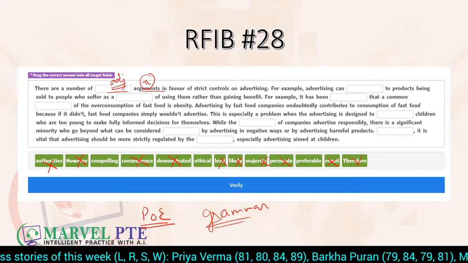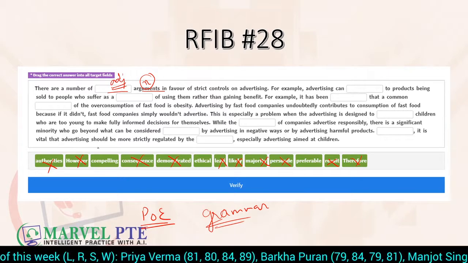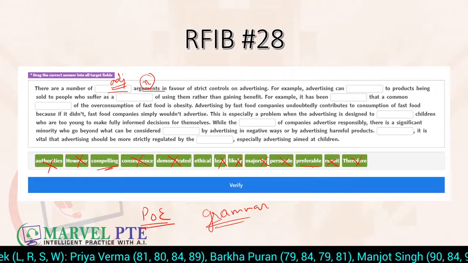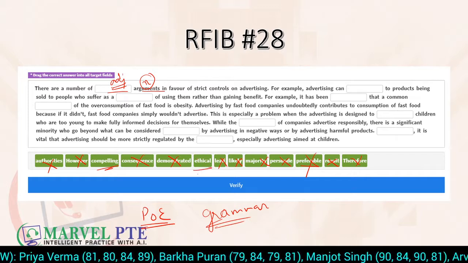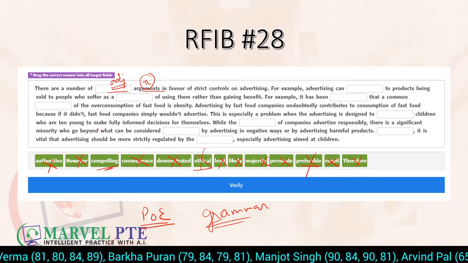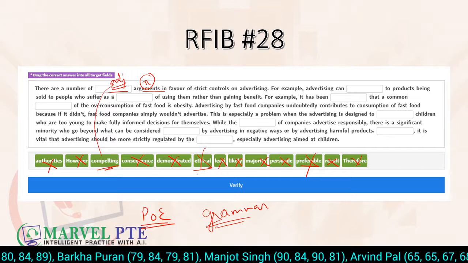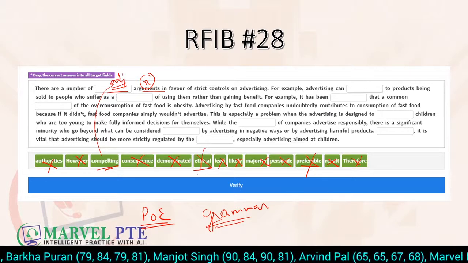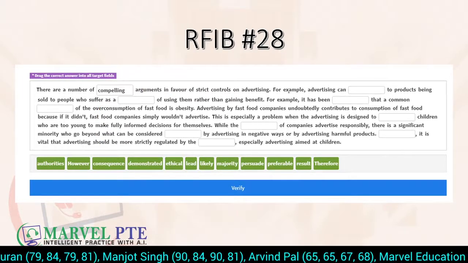There are a number of dash arguments, and now we will fill them one by one. Compelling arguments, yes, it makes sense. Preferable arguments, arguments cannot be preferable, so we will eliminate it. And ethical arguments, no, when they are arguments they cannot be ethical. So we have just one blank fitting over here. Whether you think it will make sense or not, do not worry, because the rest we have eliminated. We are just left with one blank, which is compelling. So we are going to put compelling over here.